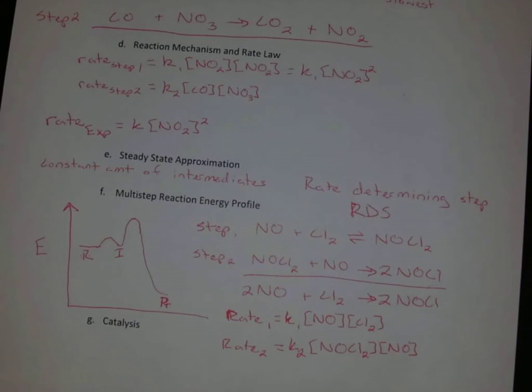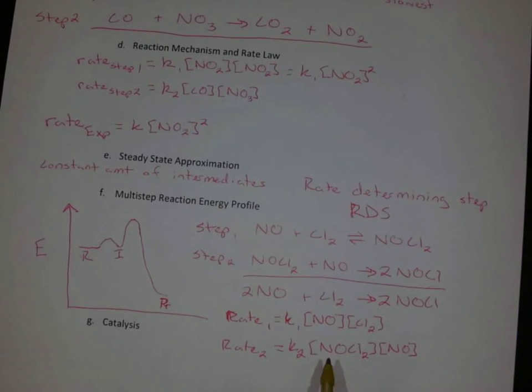But whenever I experimentally measure the rate, we're never going to have NOCl2 in that rate law because this is an intermediate. We never know the concentration of this intermediate. So for me to evaluate this reaction mechanism, I need to remove this intermediate so that I only have my starting pieces in my reaction.